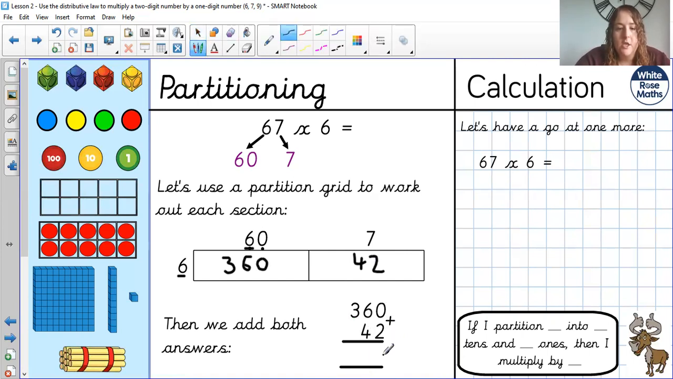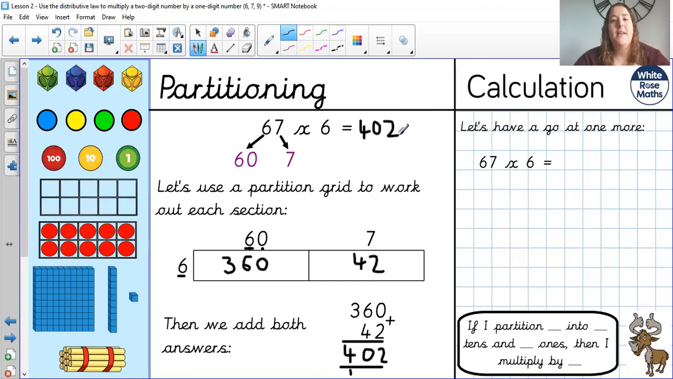Okay, 0 add 2 is 2. 6 add 4 is 10. So 0 in the tens, 1 carried over. And 3 add nothing, add 1 is 4. So the answer to 67 times 6 is 402.